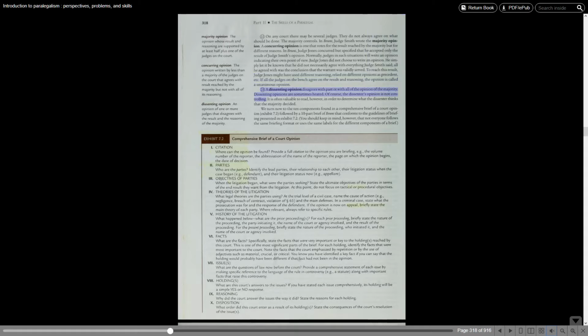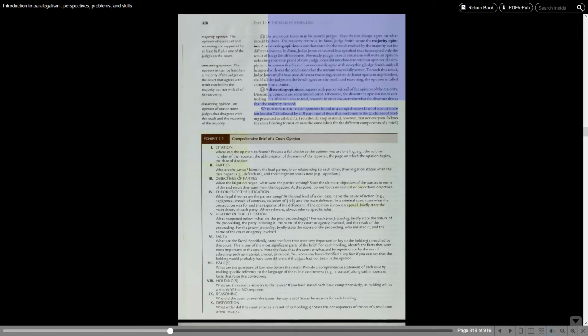A dissenting opinion disagrees with part or with all of the opinion of the majority. Dissenting opinions are sometimes heated. Of course, the dissenter's opinion is not controlling. It is often valuable to read, however, in order to determine what the dissenter thinks that the majority decided.